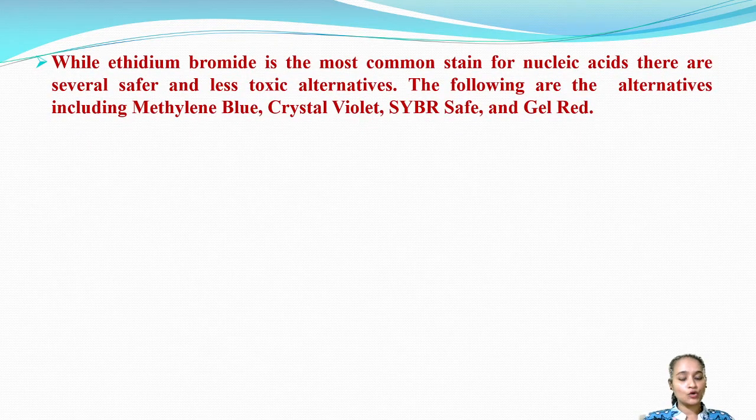While ethidium bromide is the most common stain for nucleic acids, there are several safe and less toxic alternatives also. The following are the alternatives, including methylene blue, crystal violet, SYBR Safe and GelRed. So you can use these dyes instead of ethidium bromide, which is a carcinogen, but mostly labs are using ethidium bromide.